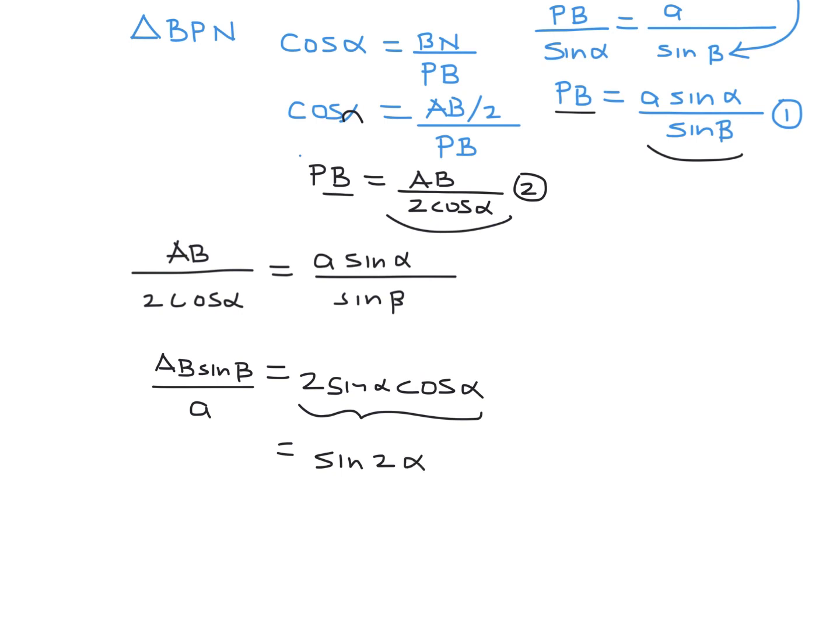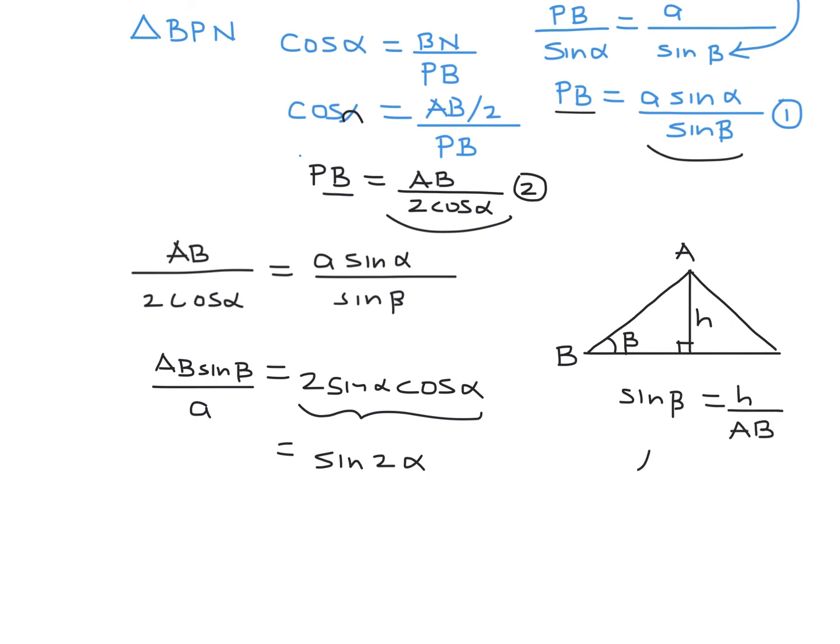But this, we have to try to figure out a relationship. If I draw that original triangle again, remember this is A, this is B, this was the height given as h in the question. We had denoted this as beta. We can figure out the sine of beta, this guy right here. It's going to be h over AB. So AB times sine of beta is h. So this numerator is just h, so that becomes this h over A.